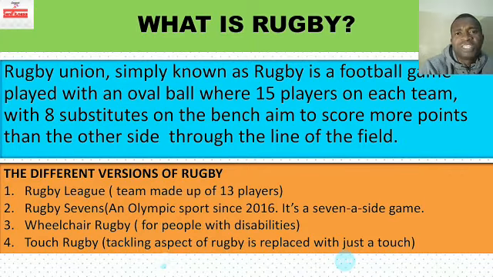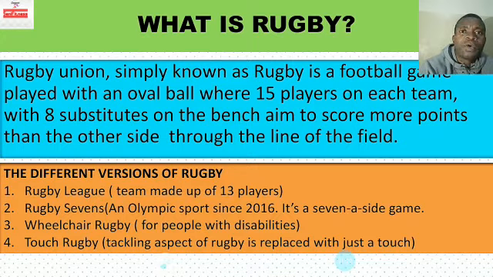Now, there are different versions of rugby. Number 1, rugby league. This is a form of rugby where a team comprises of 13 players. Number 2, rugby sevens. This is a form of rugby where a team comprises of 7 players. Actually, rugby sevens is the form of rugby that we find at the Olympic Games. And this is the form of rugby which we are going to watch and witness in the Tokyo 2020 Olympic Games next month in July. So it is comprised of 7 players per team.